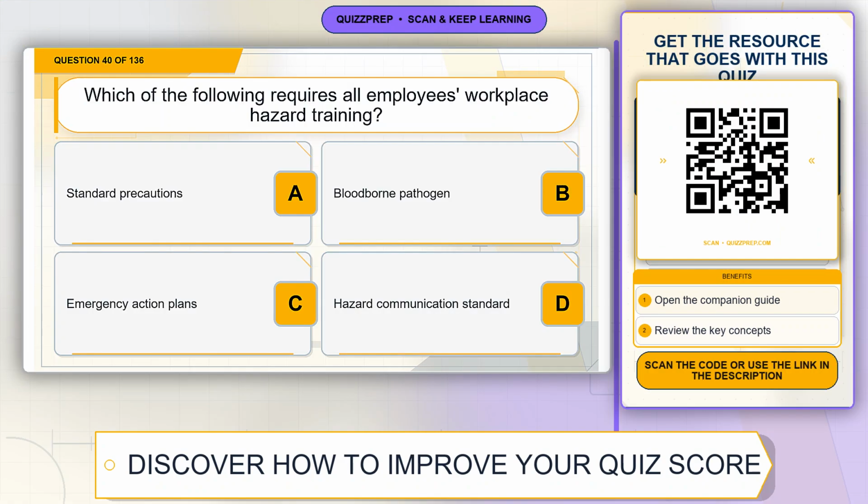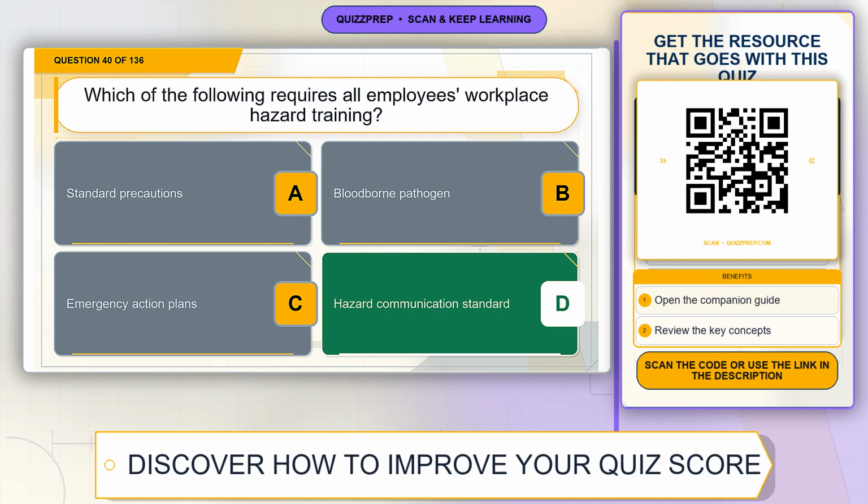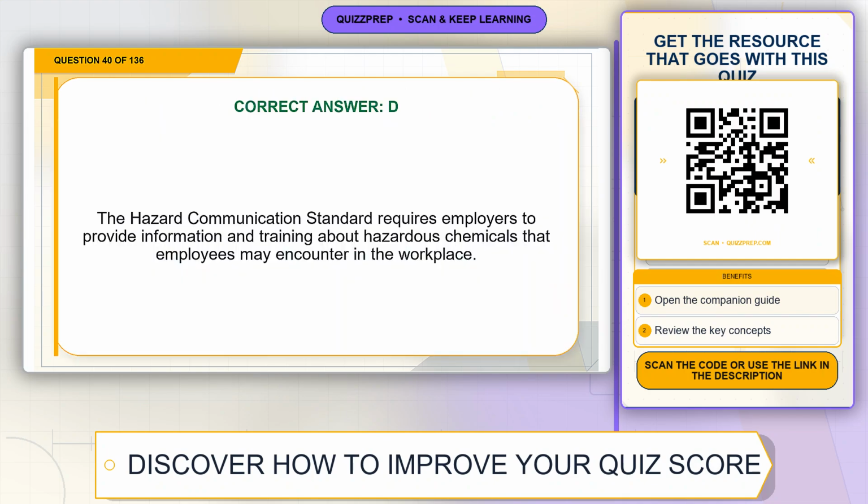Question 40. Which of the following requires all employees to have workplace hazard training? Option A, standard precautions. Option B, bloodborne pathogen. Option C, emergency action plans. Option D, hazard communication standard. The correct answer is option D, hazard communication standard. Explanation: the hazard communication standard requires employers to provide information and training about hazardous chemicals that employees may encounter in the workplace.